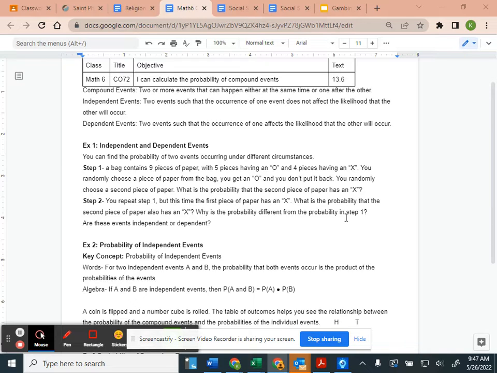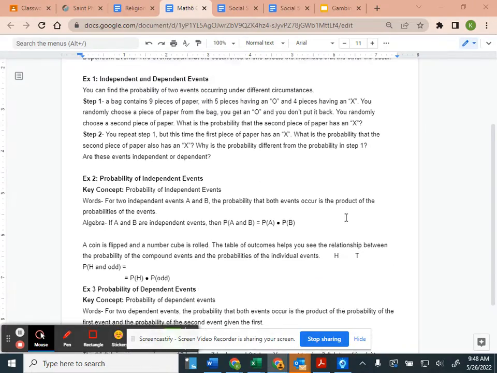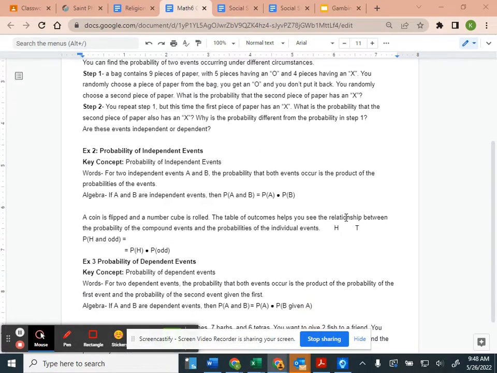They're not dependent on each other. Dependent events are two events such that the occurrence of one affects the likelihood that the other will occur. So let's see what that means. You can find the probability of two events occurring under different circumstances. All right, so let's look at our steps.